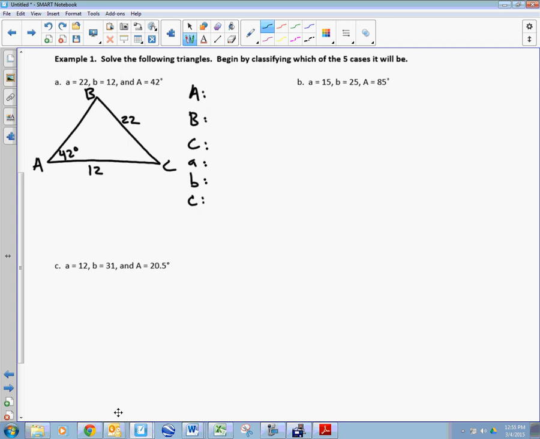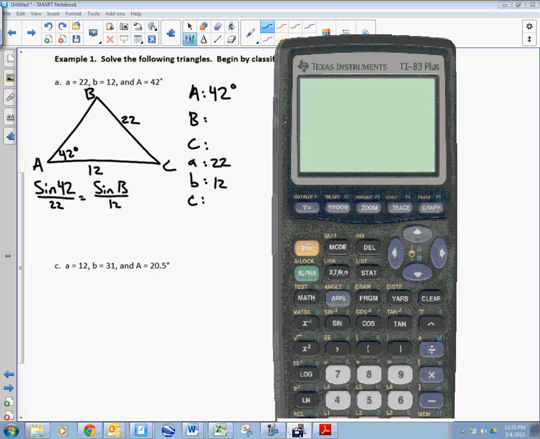Angle A is 42 degrees. Side B, 12. Side A, 22. So which of the 3 missing components will we be solving for in this scenario? Angle B. I take the sine of 42 divided by 22 is equal to the sine of B divided by 12. This is different because we're solving for an angle. Notice what happens.